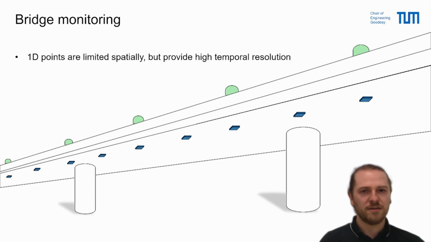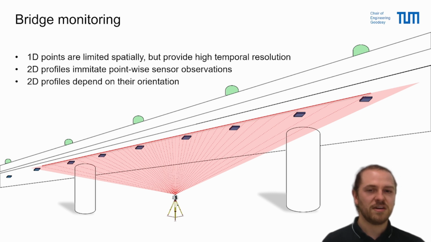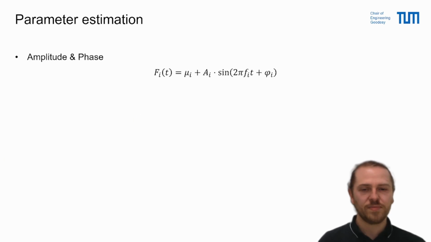In the world of LiDAR, we face a trade-off because individual points are generally sampled with a high temporal resolution, but at different locations. 2D profiles provide better spatial understanding with a still sufficient temporal sampling rate. However, analyzing 2D profiles often imitate point-wise observations and heavily depend on its orientation. Our goal is to bridge this gap by combining LiDAR with time domain frequency analysis for enhanced spatial understanding.